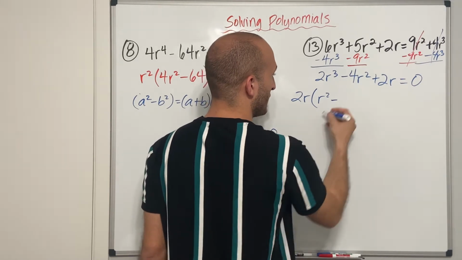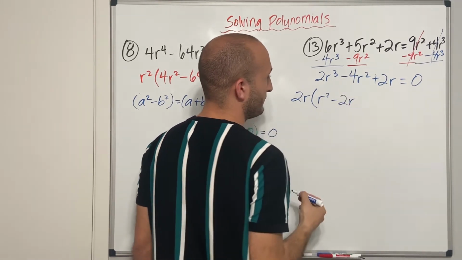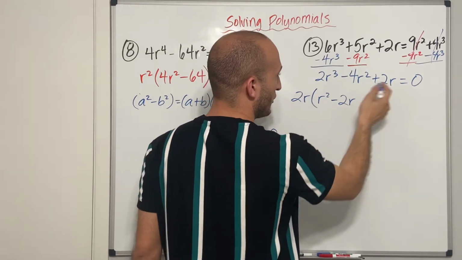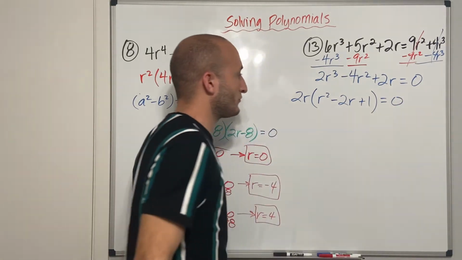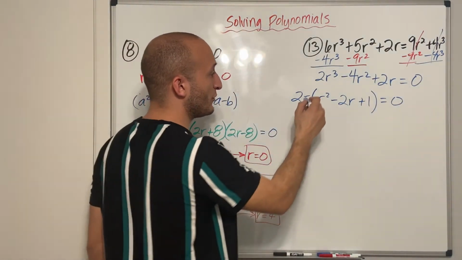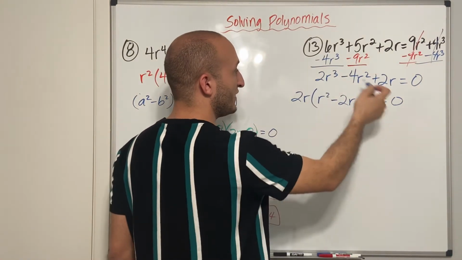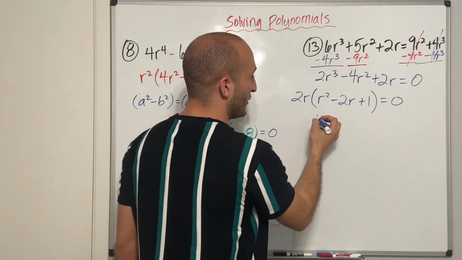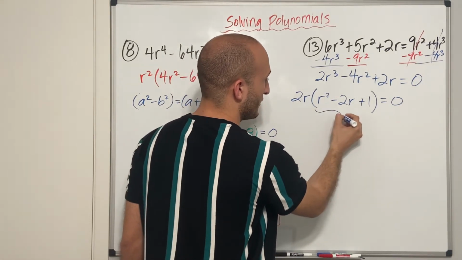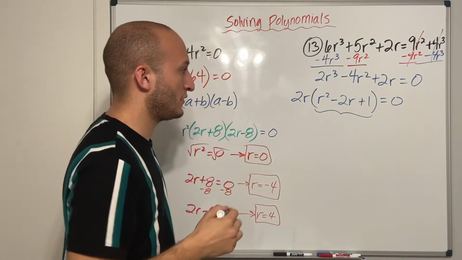minus 2r, and then 2r, so that's a plus 1 equals 0. Okay, so if I distribute this here to each one and multiply, I should get my original polynomial. Now I'm going to look at just this section right here. Okay, now I'm going to say, how can I factor this?